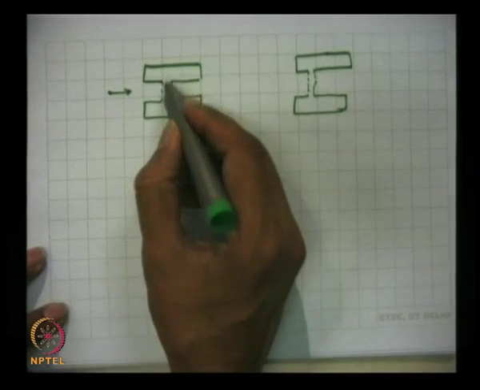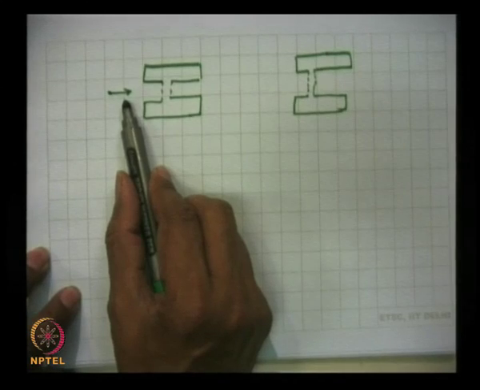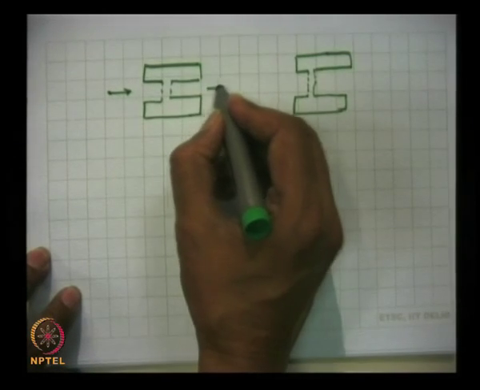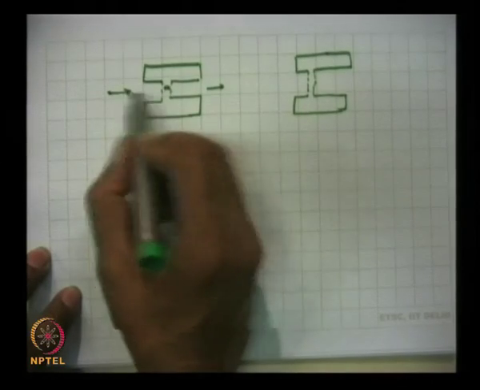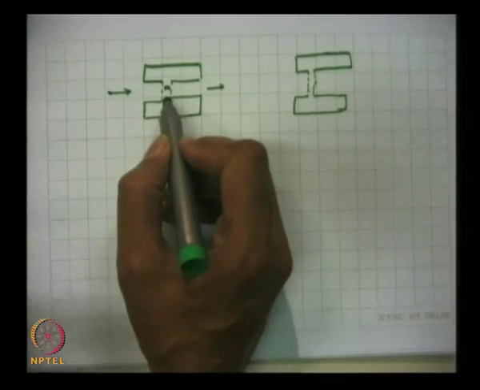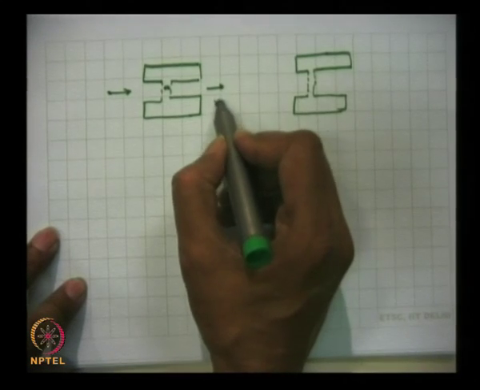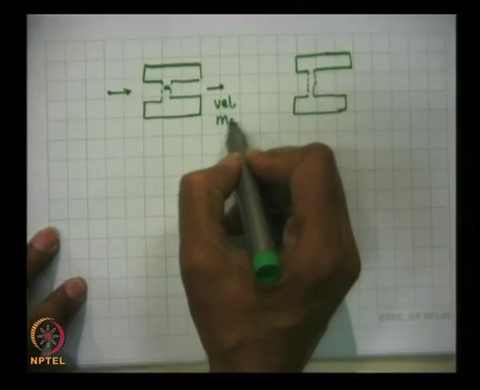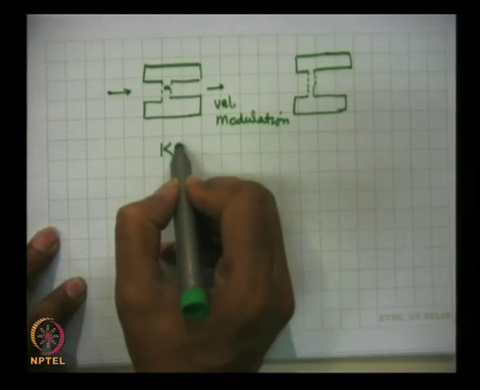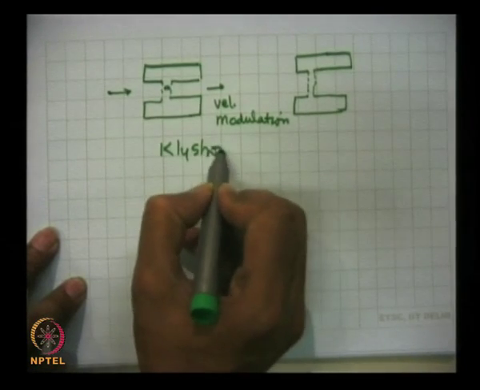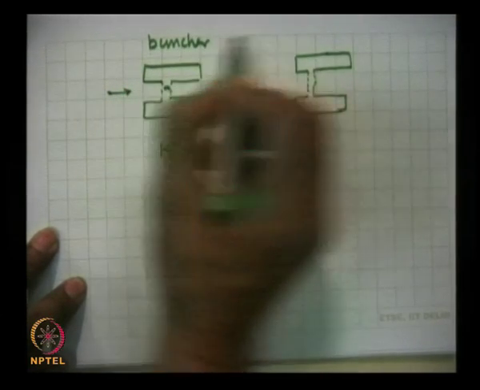If there is a small signal here, then that signal will modulate the beam velocity. So, when the beam emerges out here, if there is an RF signal in this gap, that will accelerate some particles, and after half the wave period will retard some particles. So, you are getting a velocity modulation here. In a Klystron, this is a buncher cavity, this is a catcher cavity.